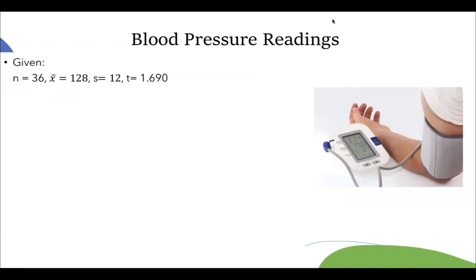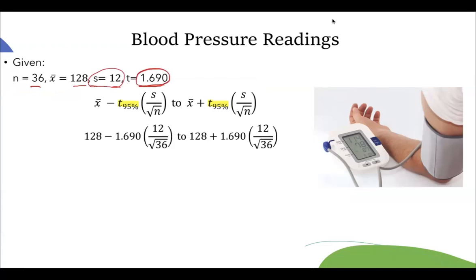Okay, so we have all the numbers that we're going to be using in our formula. We have an S and not a sigma, so we're going to use S divided by the square root of n instead of sigma divided by the square root of n. The t-score we're going to replace with 1.690. So plugging in those numbers, we have 128 minus 1.690 times 12 divided by the square root of 36, 128 plus 1.690 times 12 divided by the square root of 36. And there's the answer. I'm going to show you how to get it on the calculator.